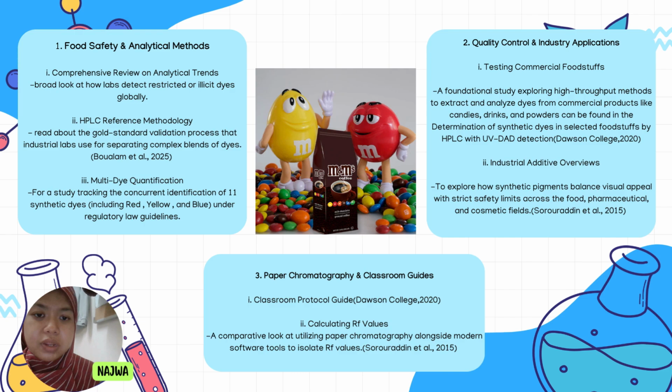The first one talks about a foundational study exploring high throughput methods to extract and analyze dyes from commercial products like candies, drinks, and powders. It can be found in the determination of synthetic dyes in selected foodstuff by HPLC with UV-DAD detection. And then the last one is paper chromatography and classroom guides, also divided into two. First, classroom protocol guide, and then calculating RF values. The function of RF values is a comparative look at utilizing paper chromatography alongside modern software tools to isolate RF values.